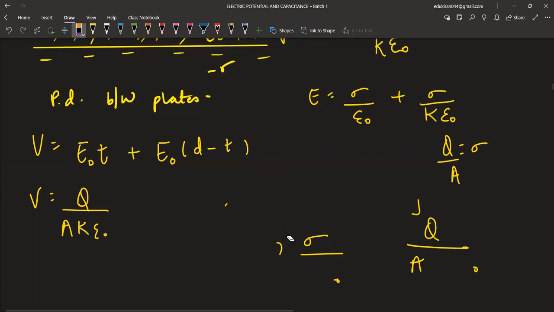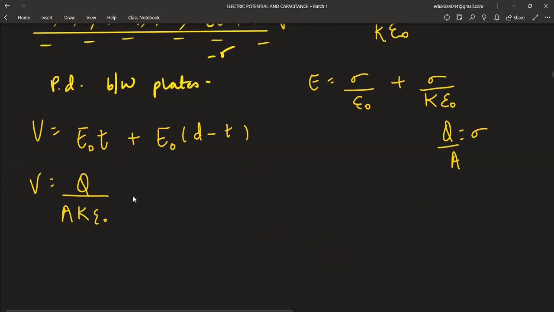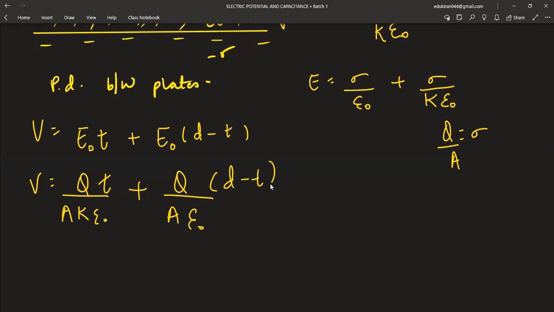Similarly, we will write now this same thing for the electric field due to air which is left. Plus this multiplied to T, E naught. This is sigma, which is Q by A, sigma divided by epsilon naught, multiplied to the separation D minus T. So we have the potential now. These were the steps. Now C is equal to Q by V. Let us write down the value of V.